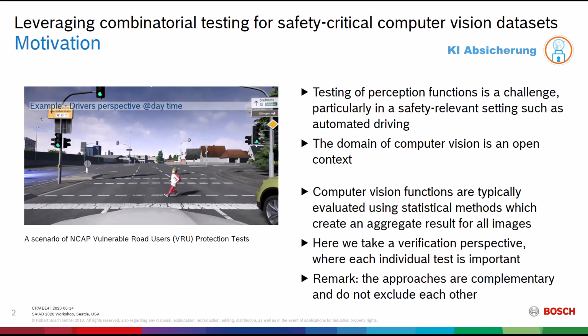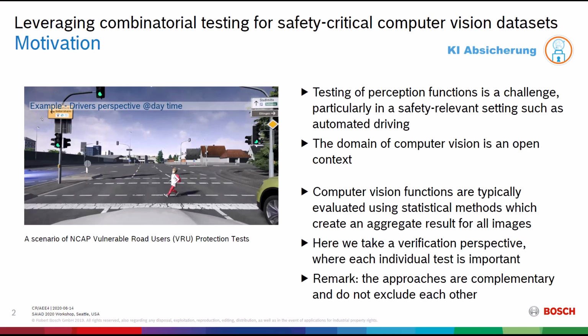Computer vision functions are typically evaluated using statistical methods, which create an aggregate result for all images. Here we take a verification perspective, where each individual test is important. It should be mentioned that these approaches, statistical and verification, do not exclude each other, but should be seen as complementary. However, the two approaches are pursued by separate communities.